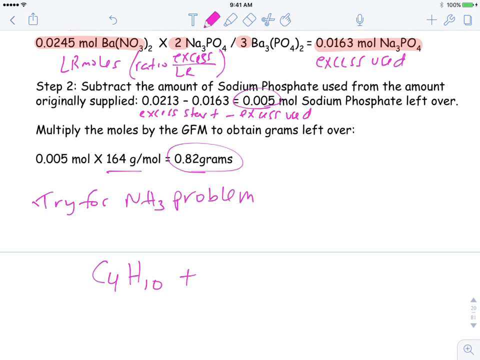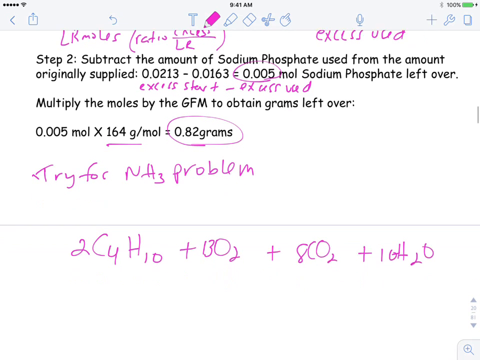C4H10 plus O2 yields CO2 plus H2O. Hopefully you balanced it correctly. So there should be 2 of these, there would be 8 of these, there would be 10 of these. And then we would have 16 and 10 is 26, so that would be 13 oxygens.